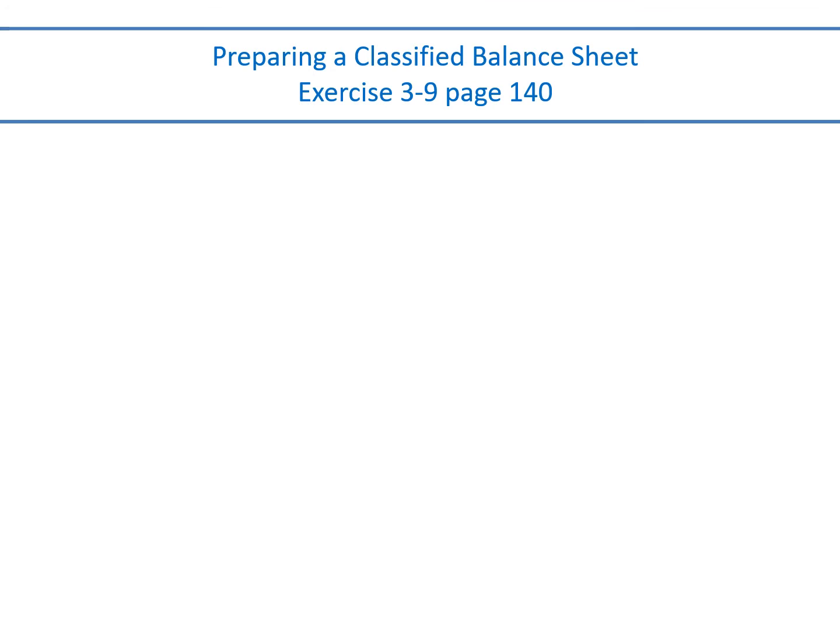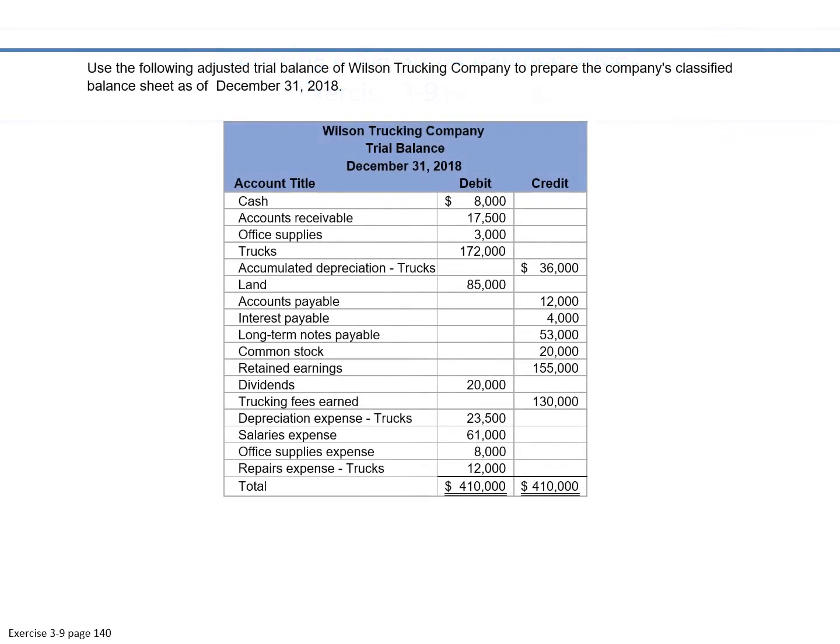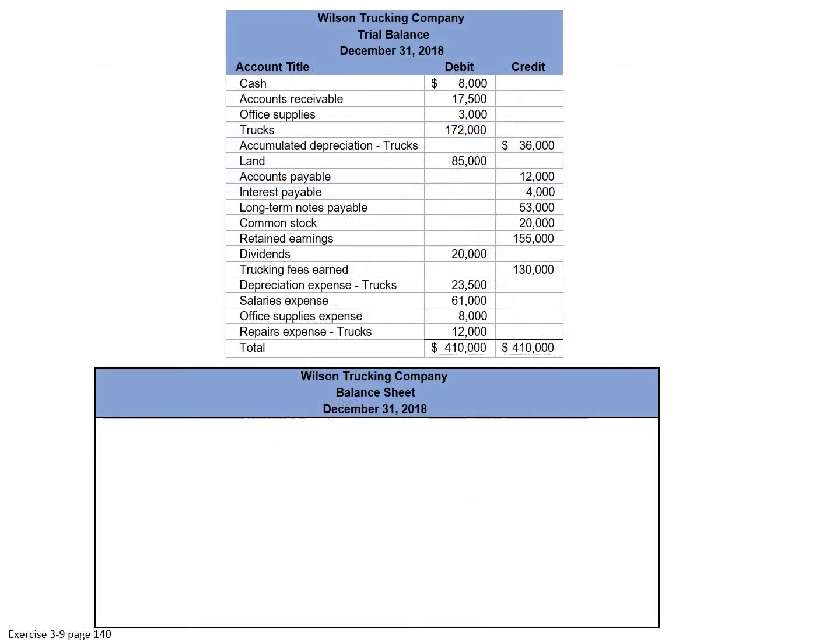All right, so preparing a classified balance sheet. So if we use the following adjusted trial balance of Wilson Trucking Company to prepare the company's classified balance sheet as of December 31st, 18. So if you remember, we said that a classified balance sheet had major categories of assets and major categories of liabilities, right? So you have current assets, plant assets, and sometimes you have investment assets. In this case, we don't. And under the liability section, we have current liabilities and we have long-term liabilities. And then we have our equity, of course, right?